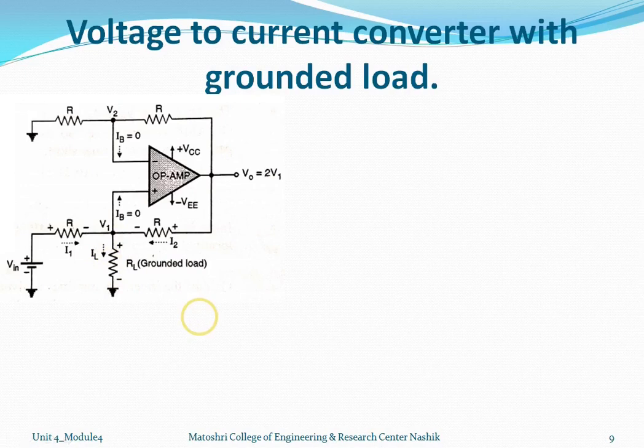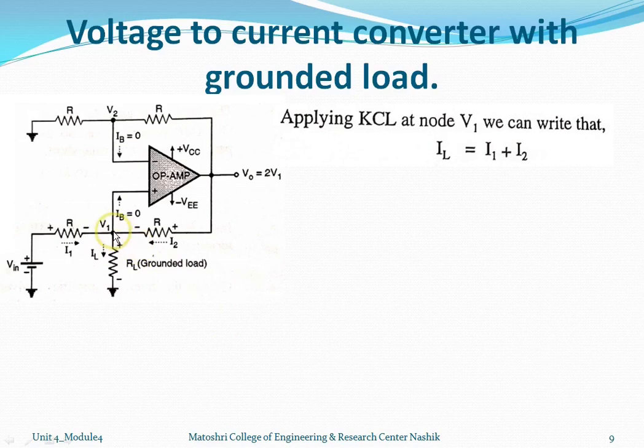Now for the first step, we are determining this V1 node voltage by using KCL. If we apply the KCL at this node V1, we are getting that the load current is nothing but the sum of I1 and I2. But I1 is nothing but the voltage difference between input and V1 divided by this resistance, and I2 is nothing but the voltage difference between output voltage and V1 divided by R.